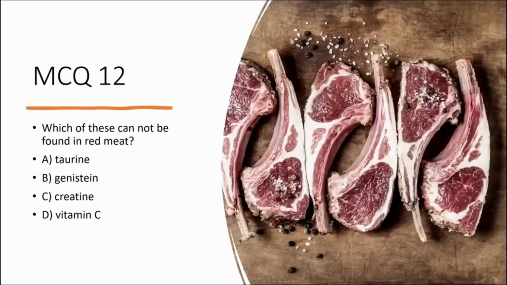Question 12. Which of these cannot be found in red meat? Taurine, genistein, creatine, and vitamin C. And the answer is B, genistein. This is an isoflavone that is found in soy protein, and it actually binds to estrogen receptors, and therefore it has estrogenic activity, especially in states of low background estrogen, such as in a male or in a menopausal state.